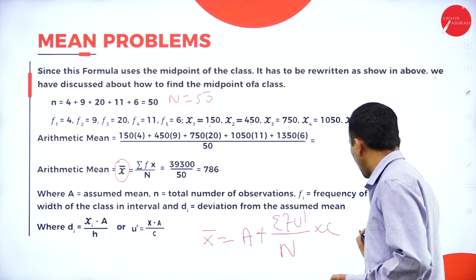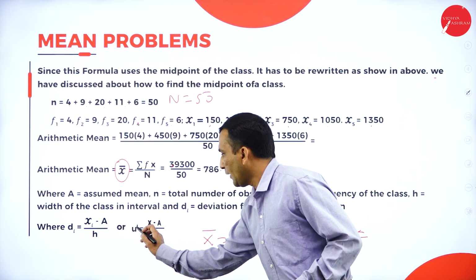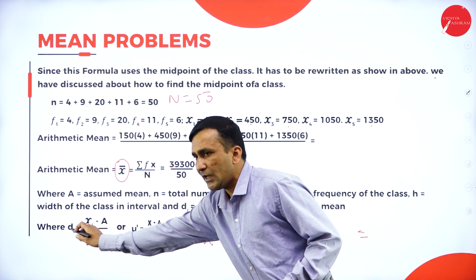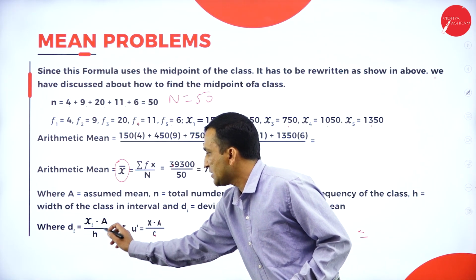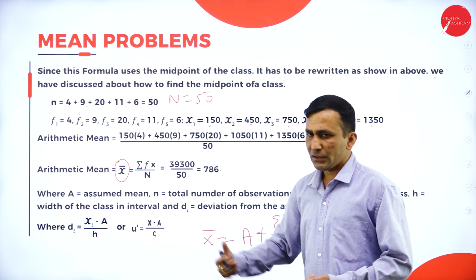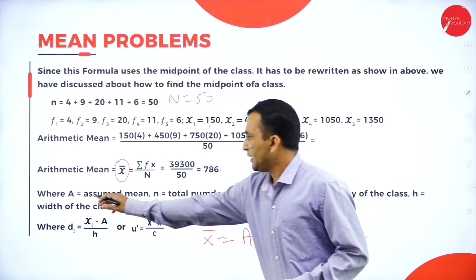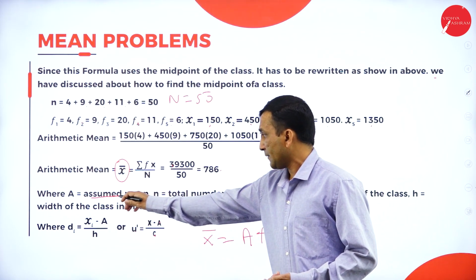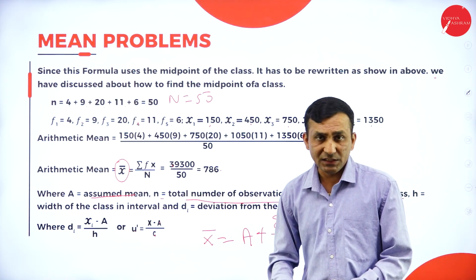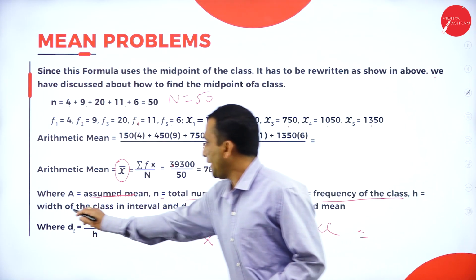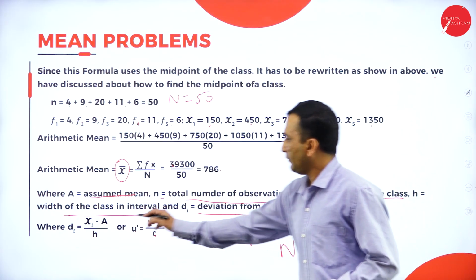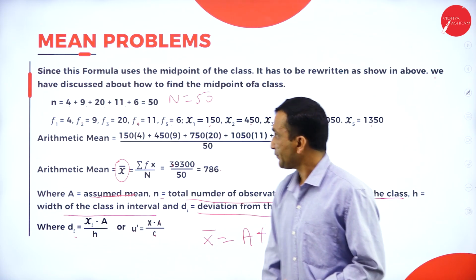How do you get sigma fu dash? The formula for u dash is X minus A divided by C. Otherwise, I can write di is equal to xi minus A divided by h, where h or C is the class width. Here A is the assumed mean, N is the total number of observations, fi is the frequency of the respective class interval, h or C is the width of the class interval, and di is the deviation from the assumed mean. Any one formula you can apply for finding u dash.